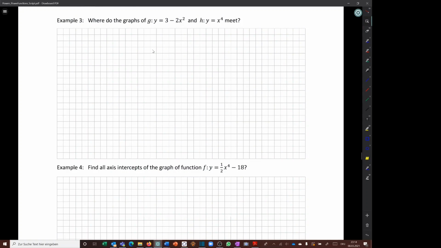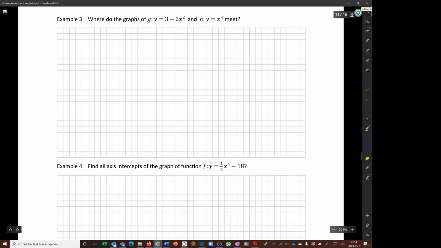In example 3, we want to find where two graphs meet. This graph and this graph. Try to do that on your own. And here comes the solution. To find where they meet, we have to set the two equations equal. So the 3 minus 2 x squared equals x to the power of 4.